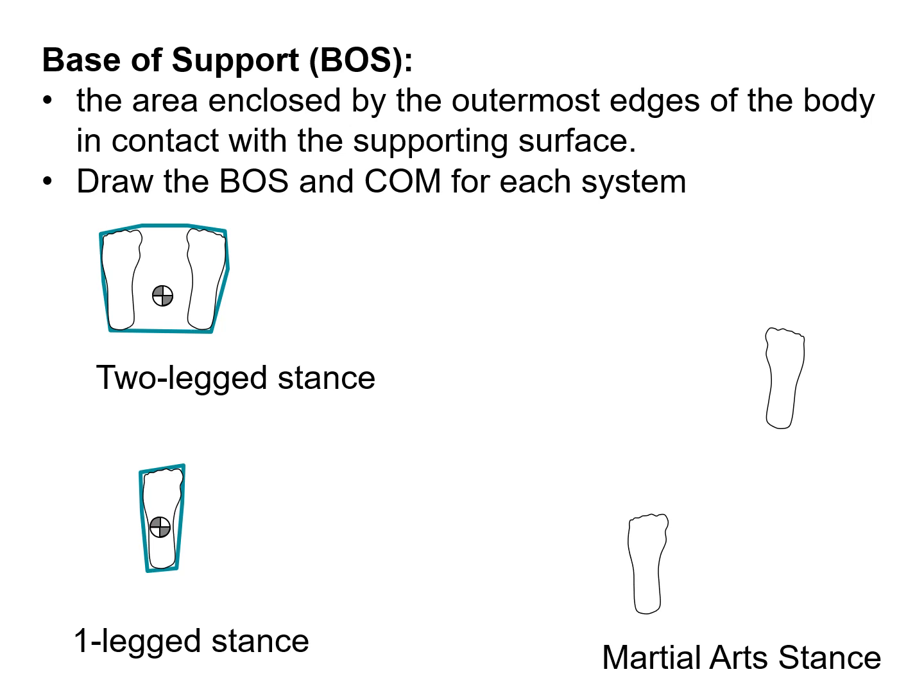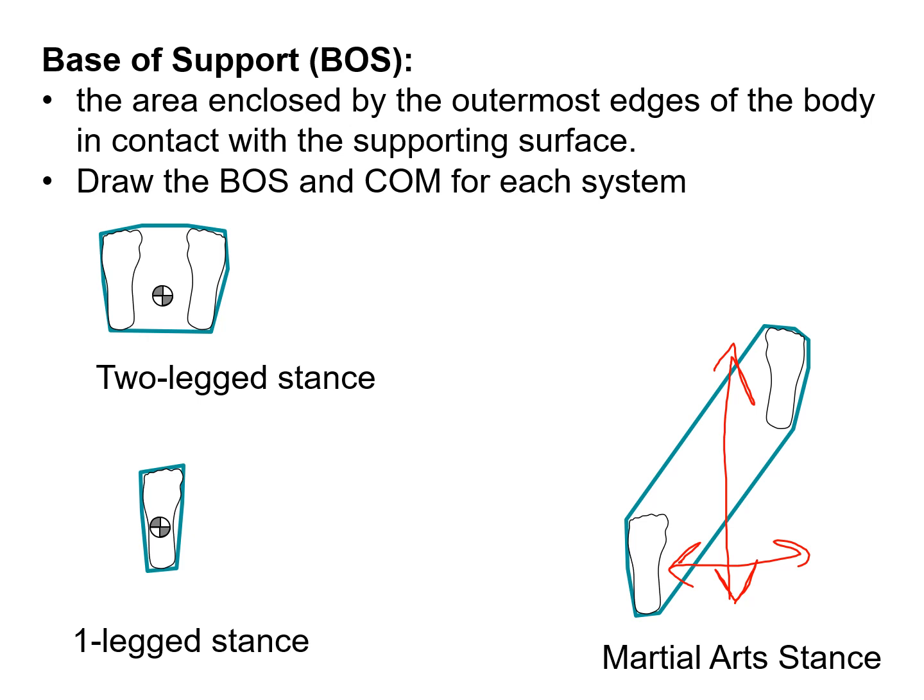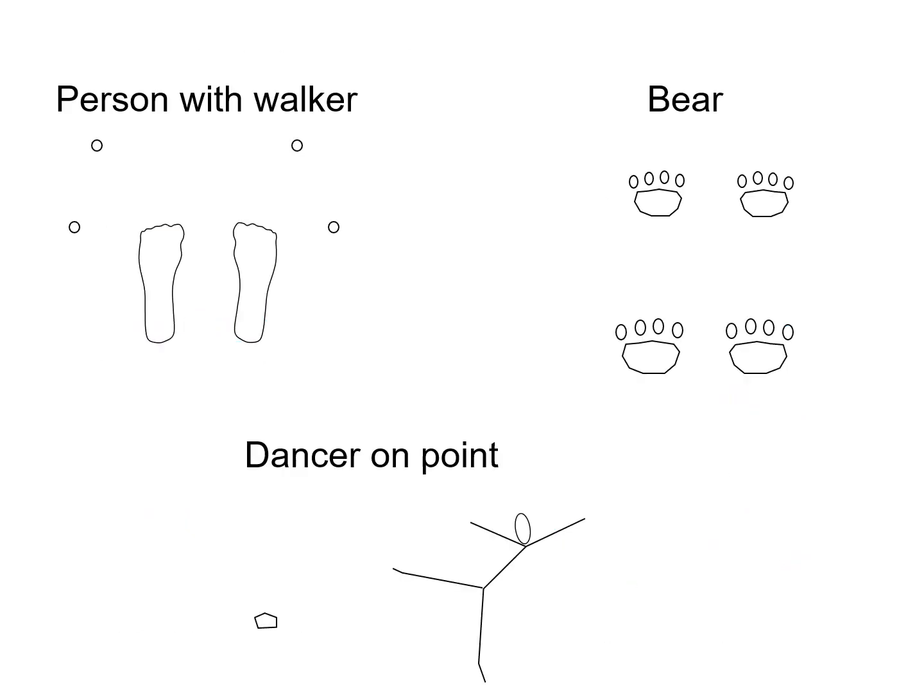If we're looking at a martial arts stance, not only are we increasing the width of our base of support, but we're also increasing the length of it as well. This way, we're more stable in both the medial-lateral and anterior-posterior directions. So we have an increased base of support in both directions, but our center of mass is still roughly in the center of our base of support so that we can maintain balance.